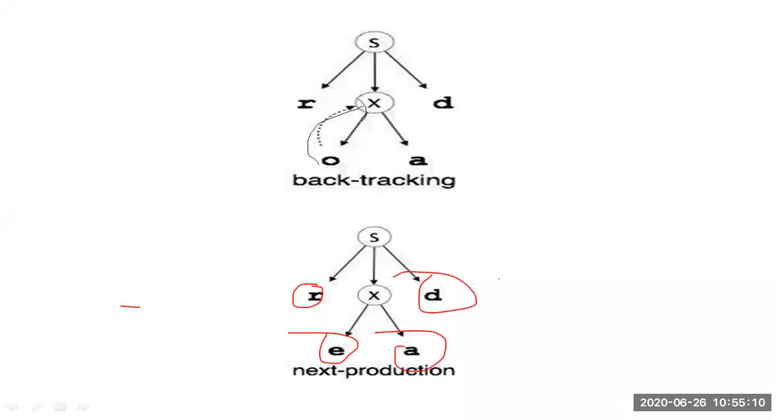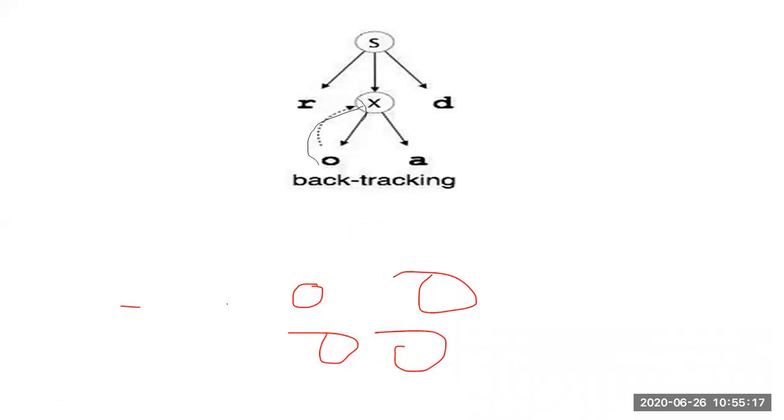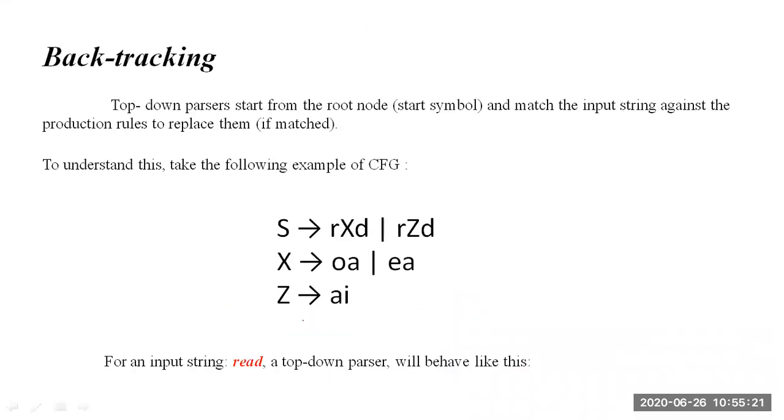Clear what we have done. This is the concept of backtracking. The process of backtracking will be like this. Whenever a grammar is given like this and the input string is given, from the start symbol it will take the first production rule. If it is not working, it will go back and take the second production rule, like that.